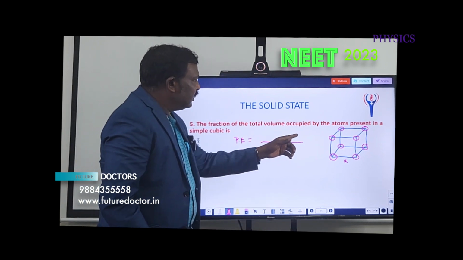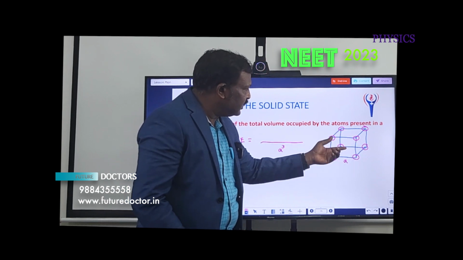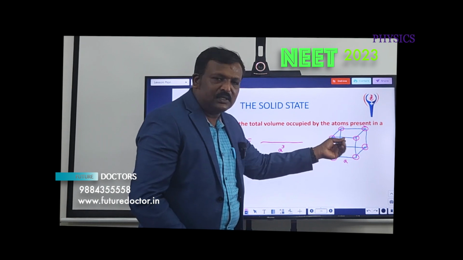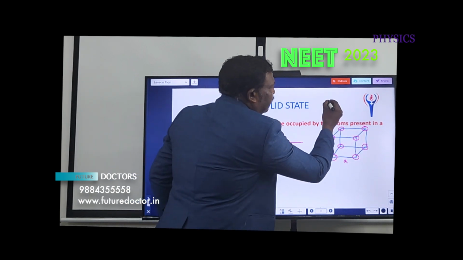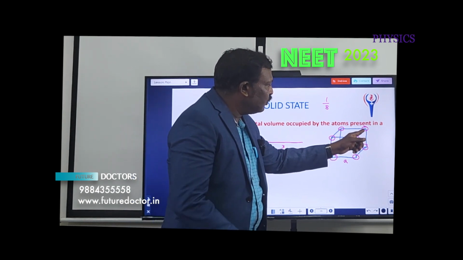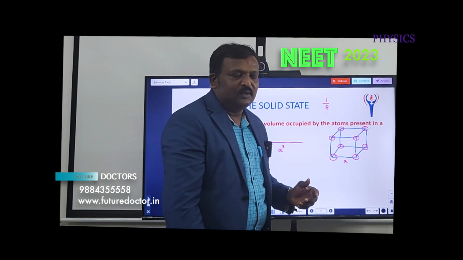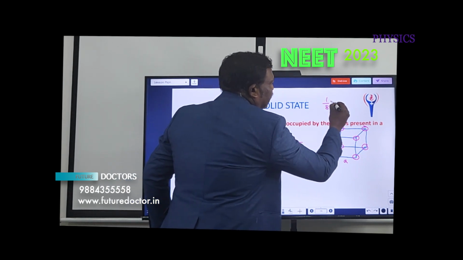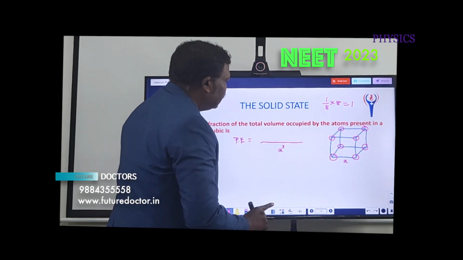Then what is the number of atoms per unit cell for simple cubic? When you see it, we can see 8 atoms are there, but it's not 8 atoms in a simple cubic. Each atom contributes only 1 by 8 of this unit cell. The remaining 7 by 8 goes to the remaining unit cells. So each atom contributes only 1 by 8. So totally we have 8 atoms, and in this cubic unit cell we have only 1 atom. So only 1 atom.